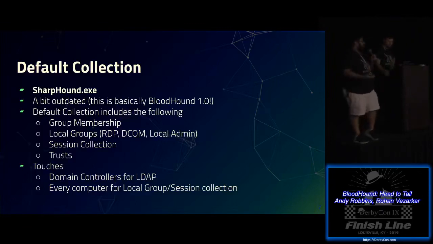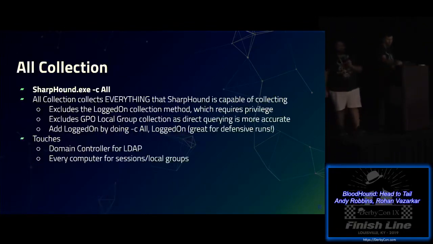Now, if you're familiar with what the schema looks like today, that's missing probably 10 different edge types that have been added between ACLs and some cool special execution rights and stuff like that. And when you run the default collection method, we touch domain controllers for LDAP.